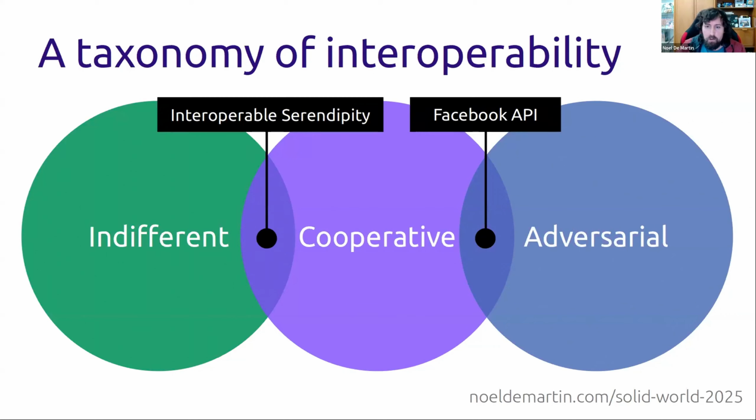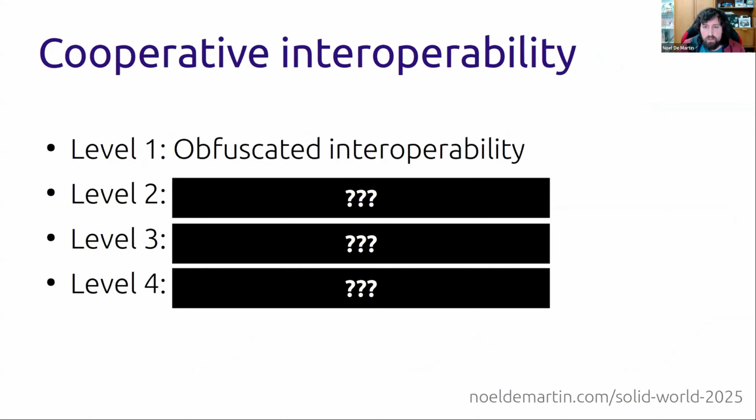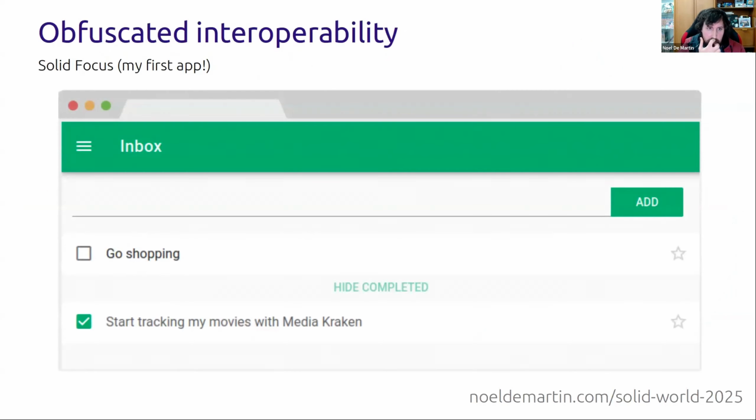So in this presentation, I'm going to look at how we can get from the far edge of cooperative interoperability to interoperable serendipity. And for that, I have made 4 levels of interoperability. The first one, I call obfuscated interoperability. And we can look at that by looking at an example.